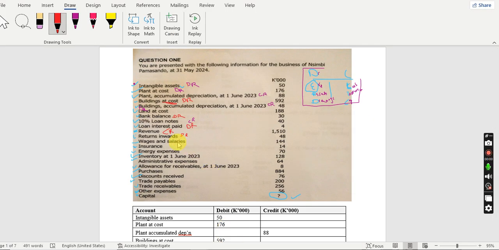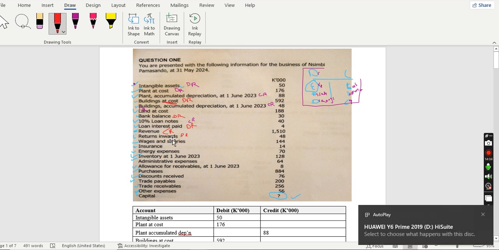All right, wages and salaries. Oh, and I forgot to mention. So return inwards is contra revenue. Revenue on the credit side increases on the credit. So a reduction in revenue is debited also. So return inwards is a contra revenue account.